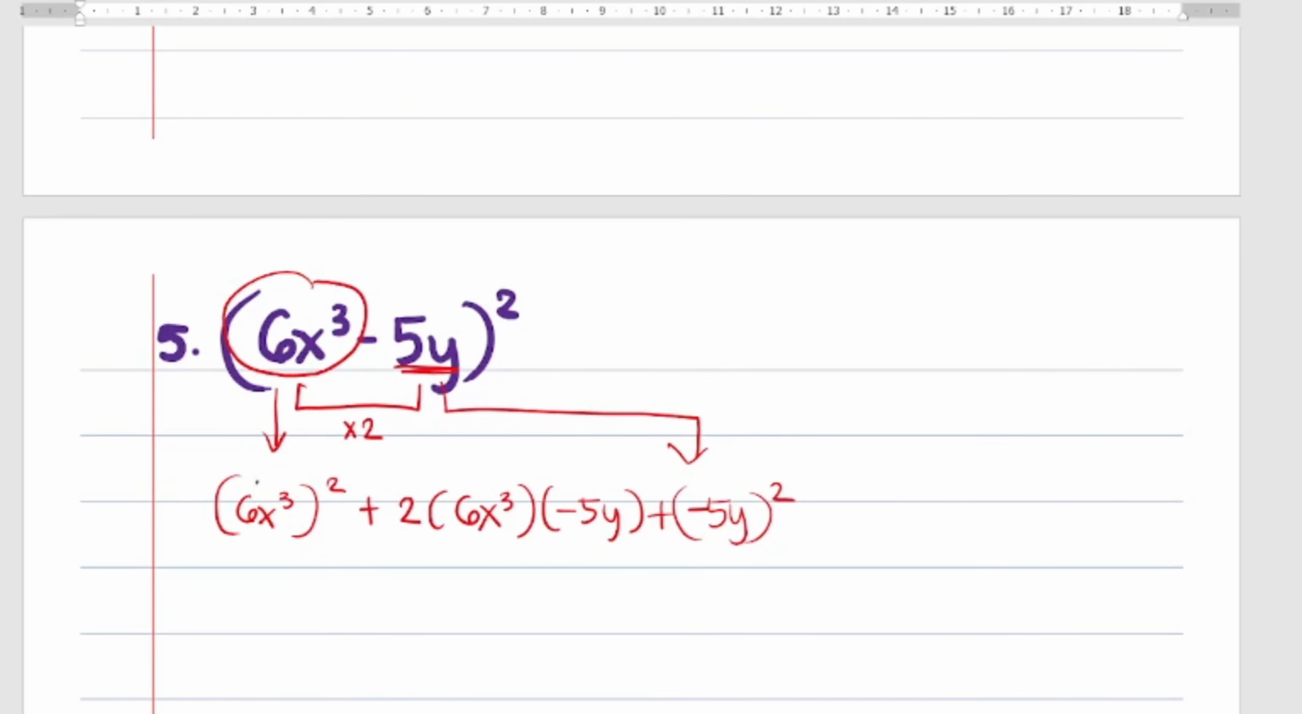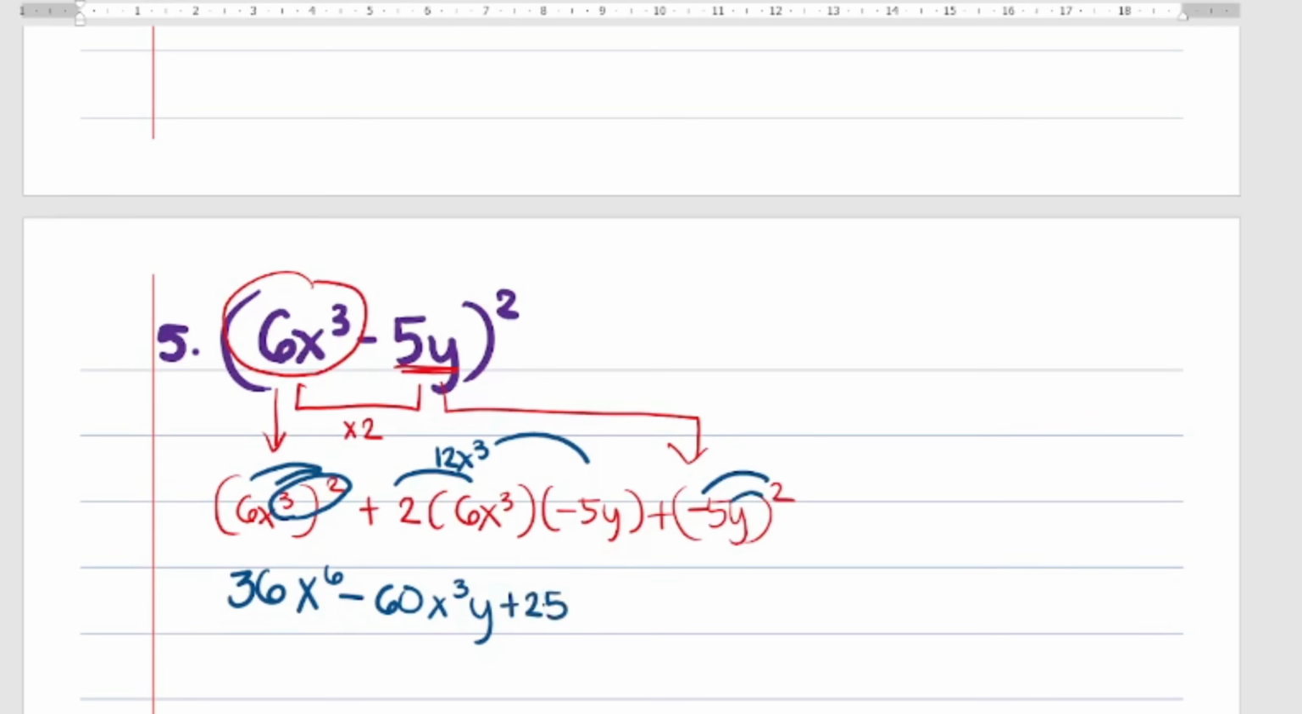Now, let's simplify further. 6 squared is 36. X cubed squared is x raised to 6. Again, you multiply the exponents. Then, 2 times 6x cubed, that's 12. X cubed times negative 5y, that's negative 60 x cubed y. Then negative 5 squared is positive 25, and y squared is just simply y squared.